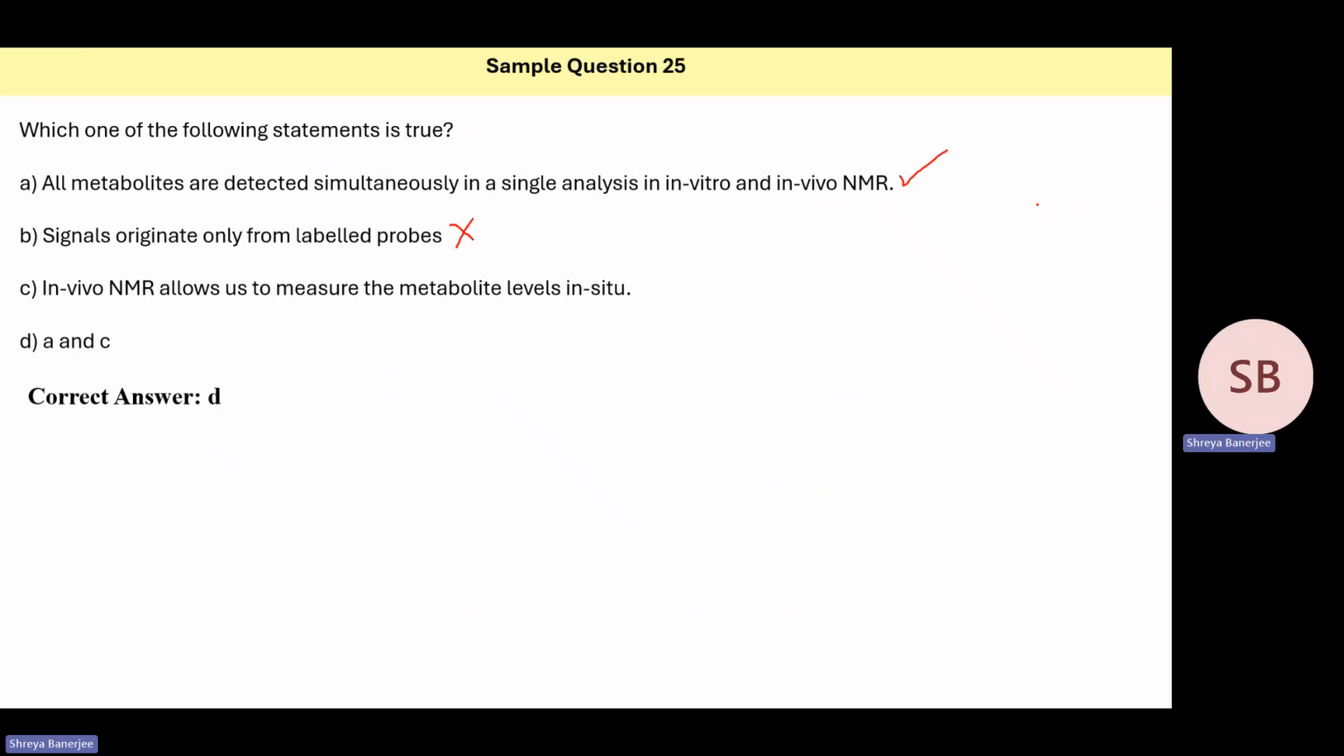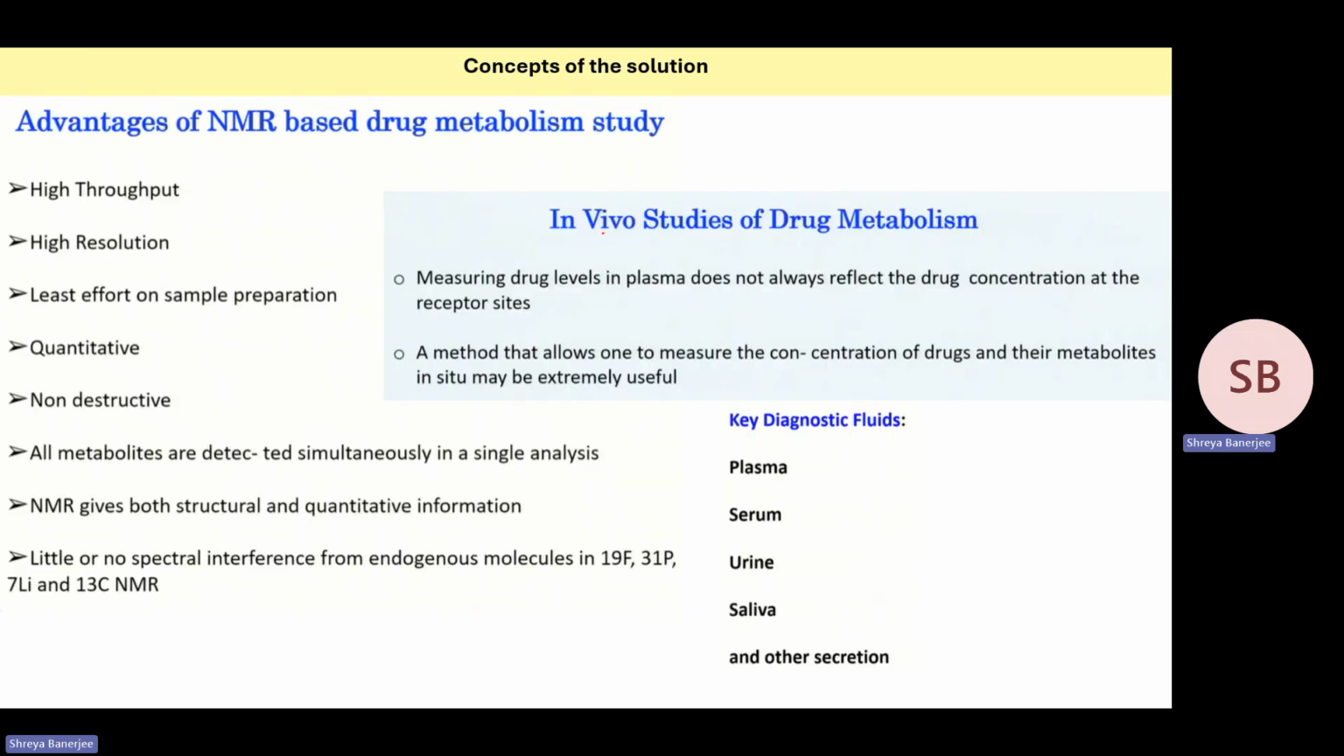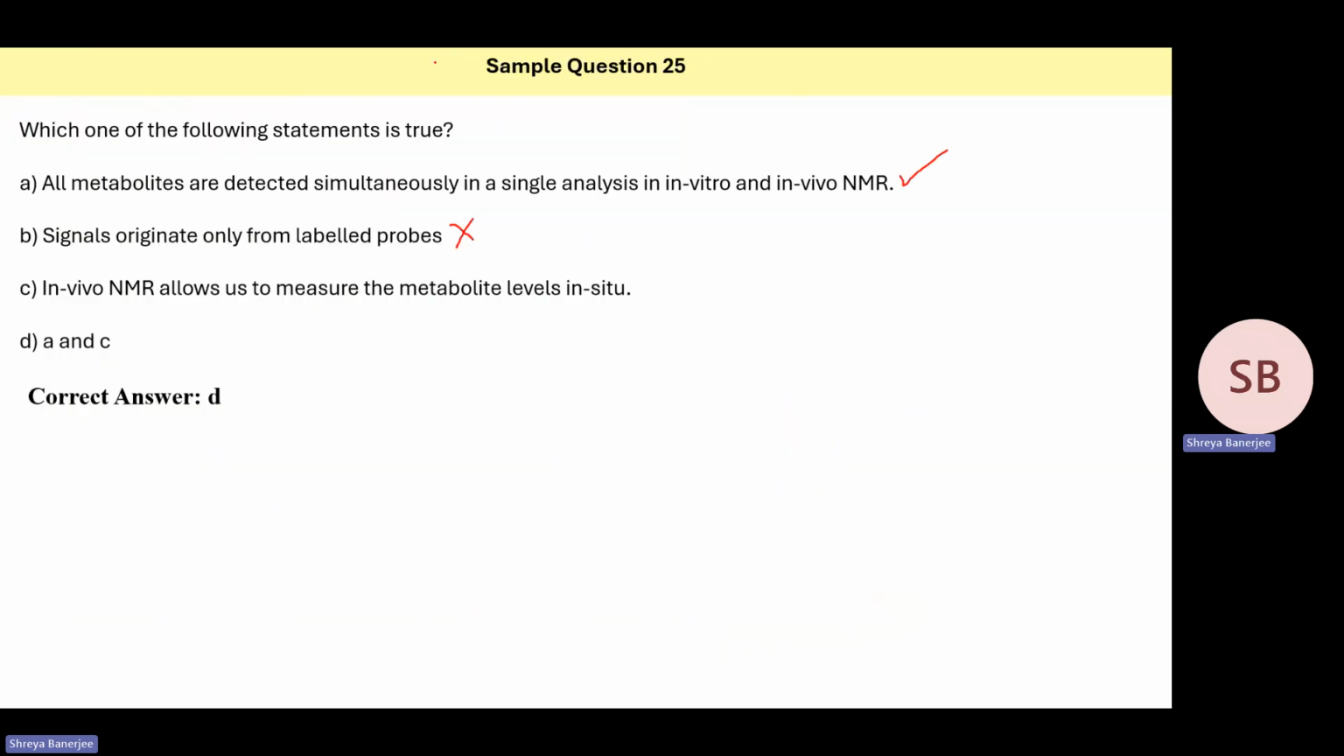This can only be prevented if you do a special NMR, like 19F or 31P, where you don't have these probes in the body. And the third is that in vivo NMR allows us to measure the metabolite level in situ. This is also true because it is measuring it exactly at the place where the drug is acting. So the true statement is both A and C, that is option D.